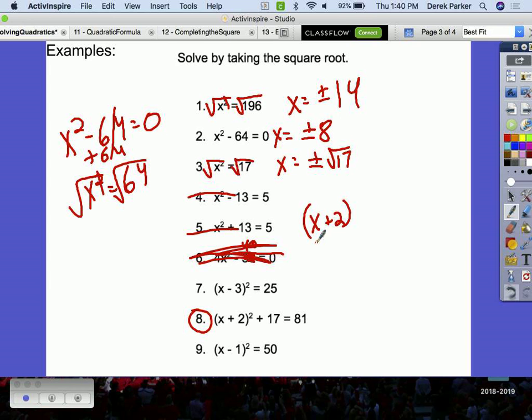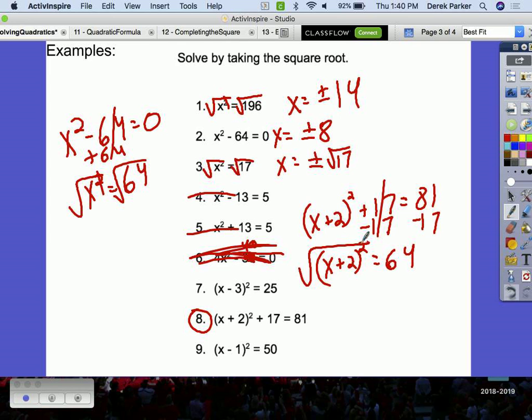x plus 2 squared plus 17 equals 81. Subtract 17 from both sides, 81 minus 17, and you get 64. x plus 2 squared equals 64. Now, I can take the square root of both sides, and I get x plus 2 equals positive or negative 8. Subtract 2 from both sides, and x equals positive or negative 6.